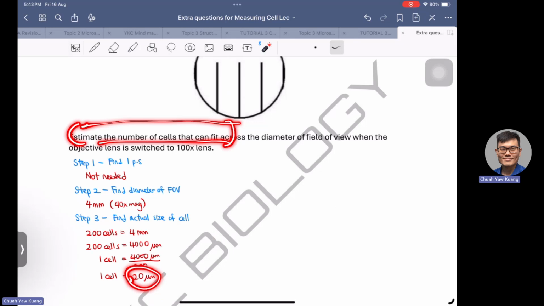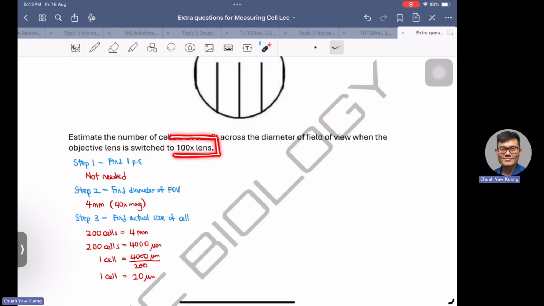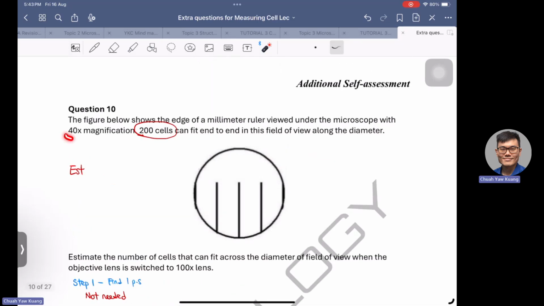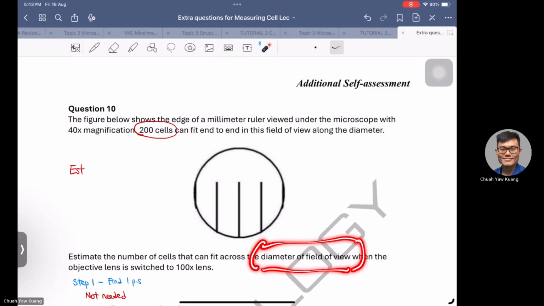So now we know one cell, the actual size is 20 micrometer, but we need to estimate the number of cells that can fit into the diameter of the FOV when the magnification changes. From 40 times magnification, now the magnification has changed to 100 times objective lens. So that means that it will be times 1000 magnification. When magnification changes, the diameter of the FOV will change as well. So that's why we will need the second part. The second part of the question is that we have to find the diameter of the FOV under different magnification, under higher magnification.